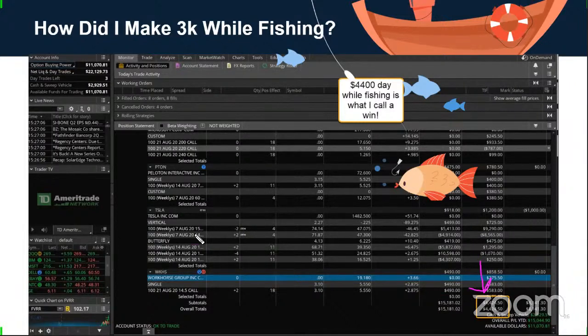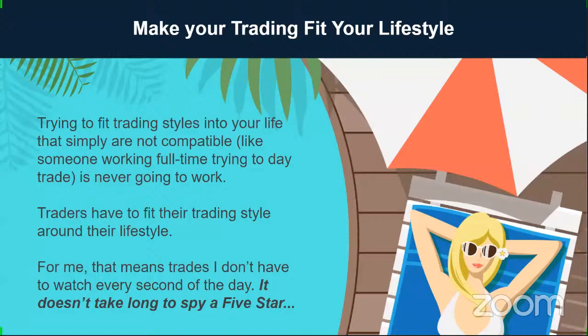I woke up, I checked my trades for 10 minutes. I went down to the dock. We have a lake house and went fishing with my son, came back and just let my positions work because that's what they have to do. So making trading fit your lifestyle is just absolutely critical. I find this is a problem all the time. I hate harping on it, but it's just so important.